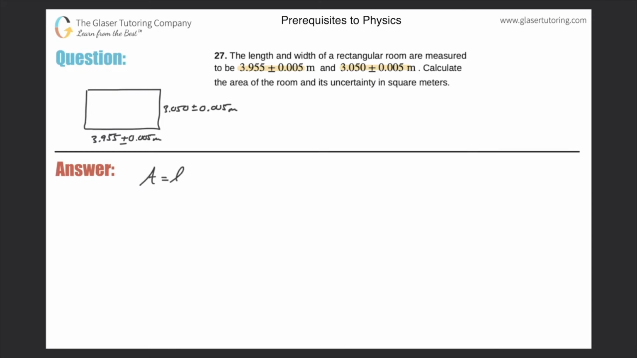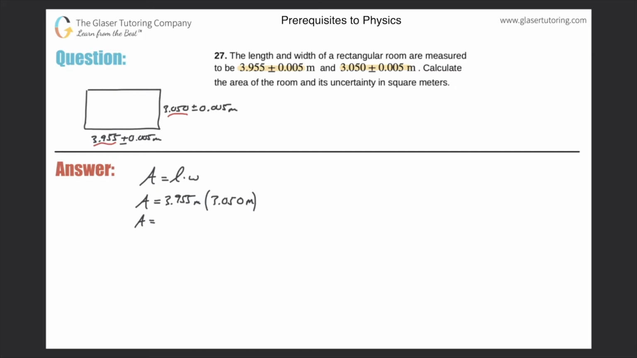So the area of a rectangle is length times width. Now what values do you use in this equation? Well, you're going to use the measurement values, or the base values of your measurement with its associated uncertainty. So meaning you're going to be using this number, because that's the measurement, and this number, because that is the measurement. So let's plug them into the area equation. So area is equal to 3.955 meters multiplied by 3.050 meters.